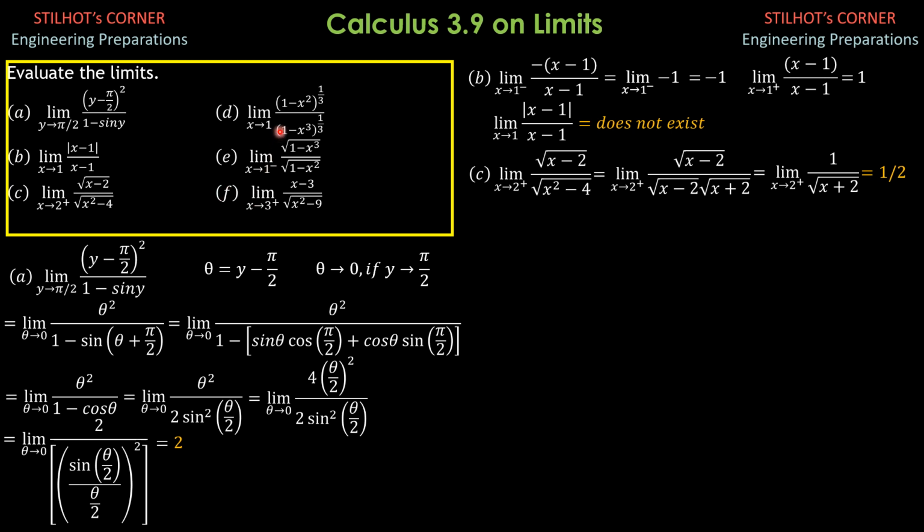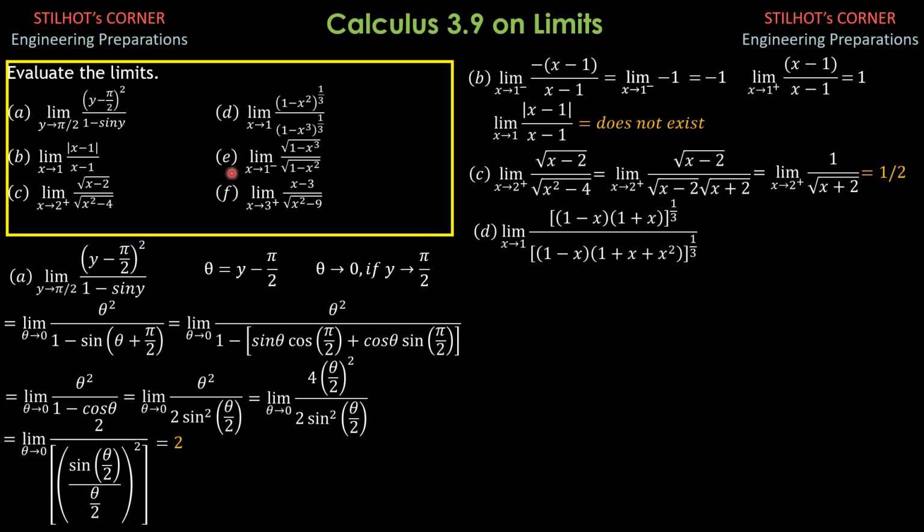Letter D, limit of the quantity 1 minus x squared, raised to 1/3, over the quantity 1 minus x cubed, raised to 1/3. As x approaches 1, the denominator approaches 0, as well as the numerator, so we have an indeterminate form. We then factor the numerator and the denominator. The common factor is 1 minus x. So the limit of the quantity 1 minus x times 1 plus x, the factors raised to 1/3, over 1 minus x times the quantity 1 plus x plus x squared, then raised to 1/3.